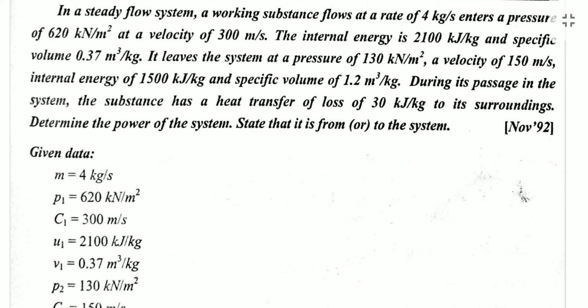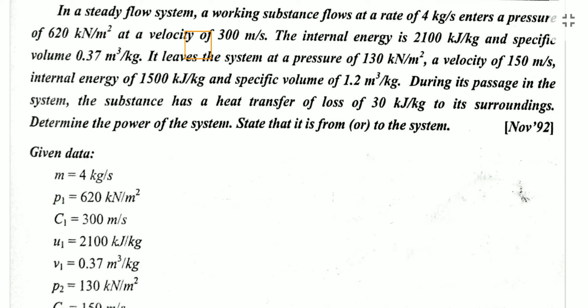Then it enters with a pressure. So pressure is also given. Enter means inlet. In a steady flow process we have an inlet and also an outlet. So the inlet condition is given. Inlet pressure is 620 kilonewton per meter square. The symbol we use for the pressure is small p1.